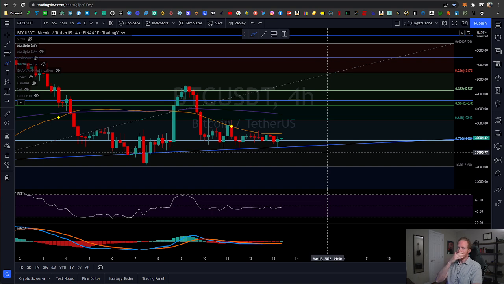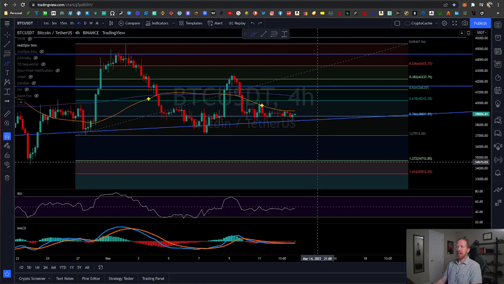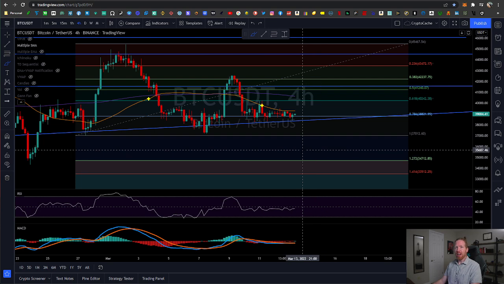So we're kind of just working ourselves into this little wedge type of pattern, and the fact that we're making higher lows on the one day is extremely important. Okay. So again, all good stuff there in that sense.